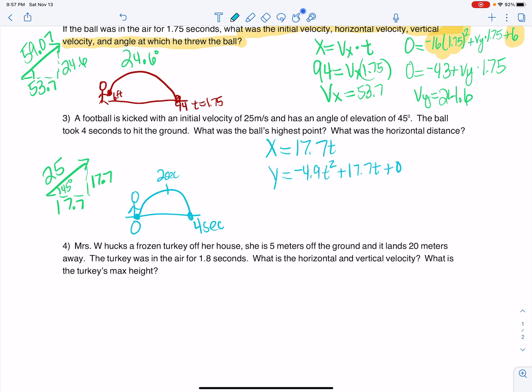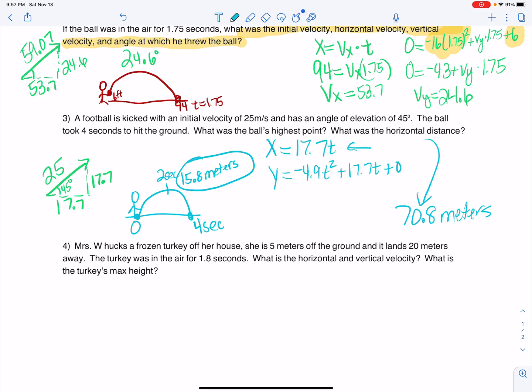So if I put 2 in there, negative 4.9 times 2 squared, plus 17.7 times 2, I'm going to hit enter. And so my highest is 15.8 meters. Okay, and what's the horizontal distance? Well, it covers it in 4 seconds, so 17.7 times 4. For the second question, I got 70.8 meters.